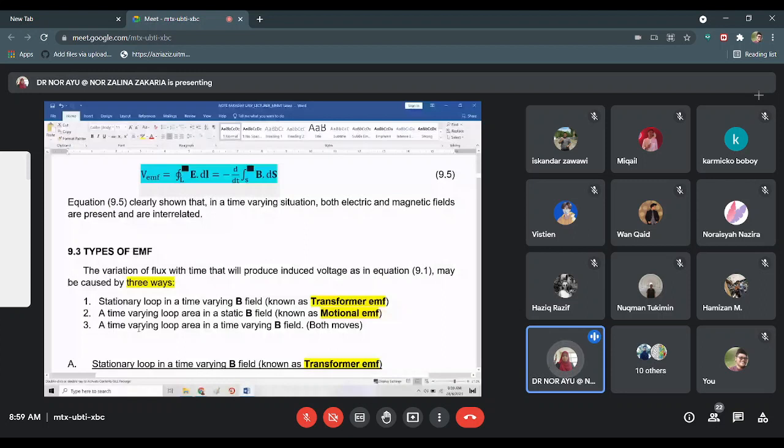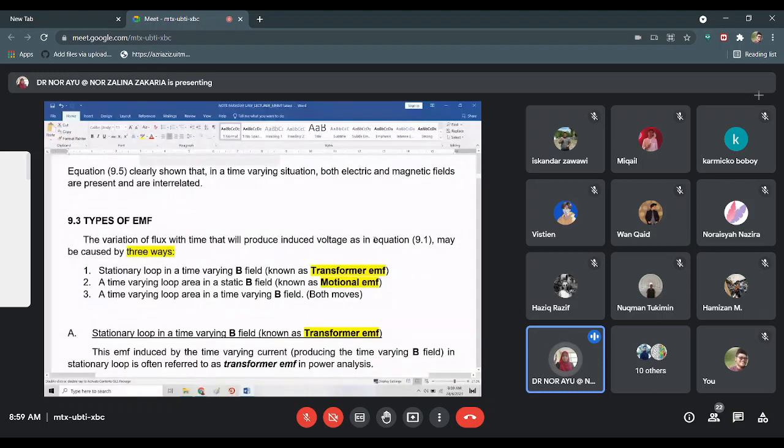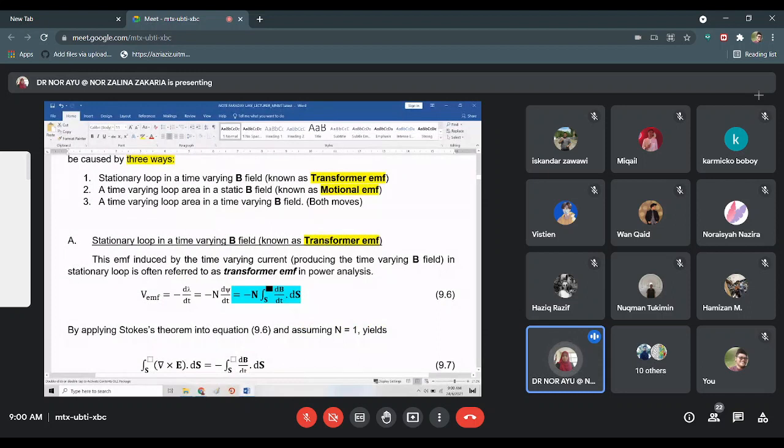All right, but in this course, we only cover the first two. So if you look here, the first one is a stationary loop in a time varying field, and this is known as a transformer EMF. This EMF is induced by the time varying current, which produces the time varying field in the stationary loop. So it's often referred to as a transformer EMF.